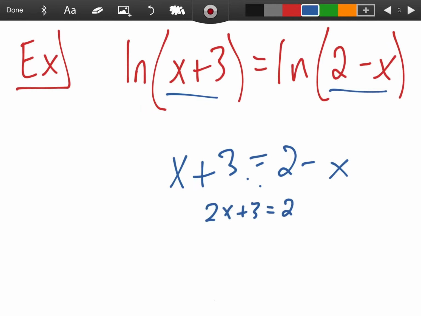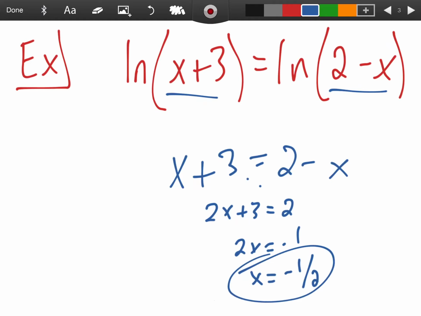All right, so here I'm going to add the x over. I get 2x plus 3 equals 2. So 2x equals negative 1, and x equals negative 1/2. And that is my final answer for x.